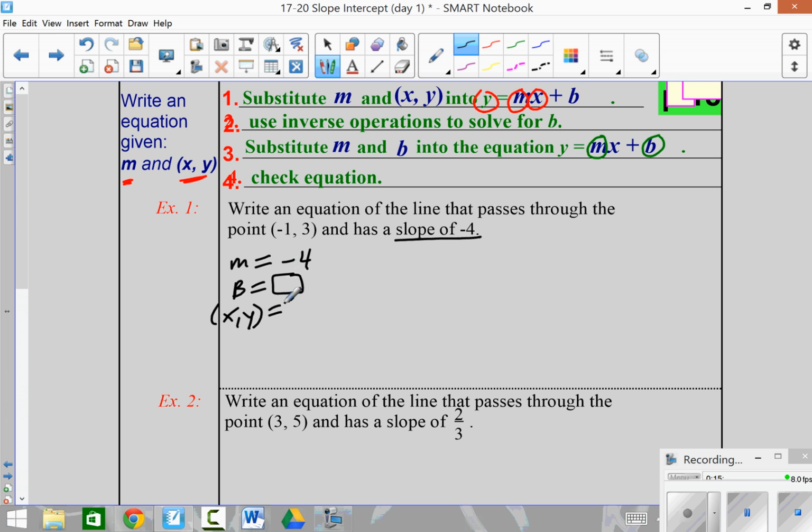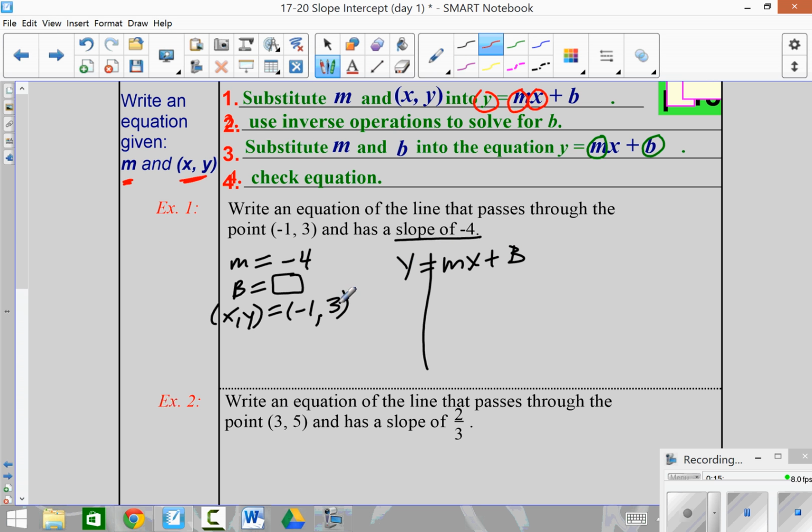X and y, well, an ordered pair is given. Here's our ordered pair. That would be our -1 and 3. So I know the -1 is my x, the 3 is my y. Okay? So what I'm looking for is my b. So I'm going to take my y equals mx plus b, and I'm going to plug in all these known numbers into y equals mx plus b.